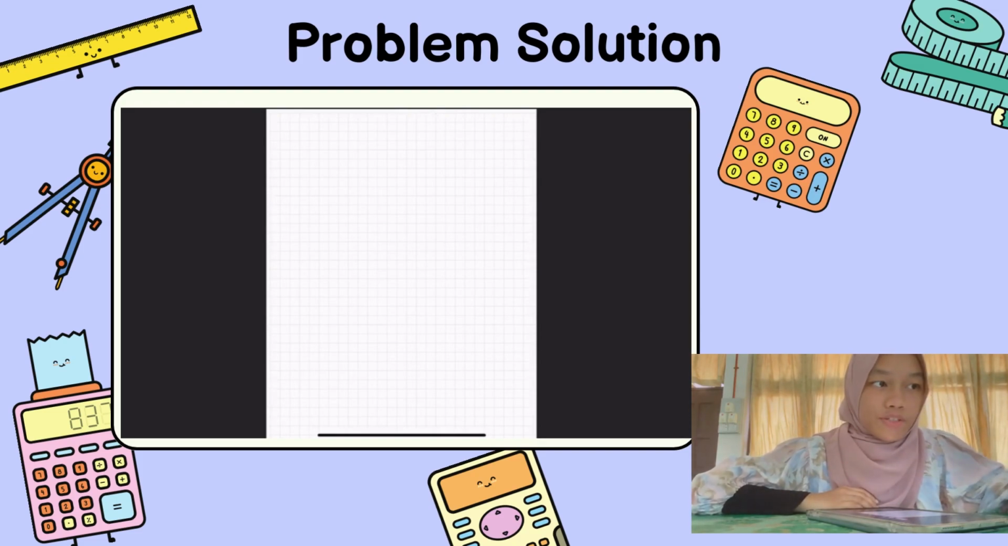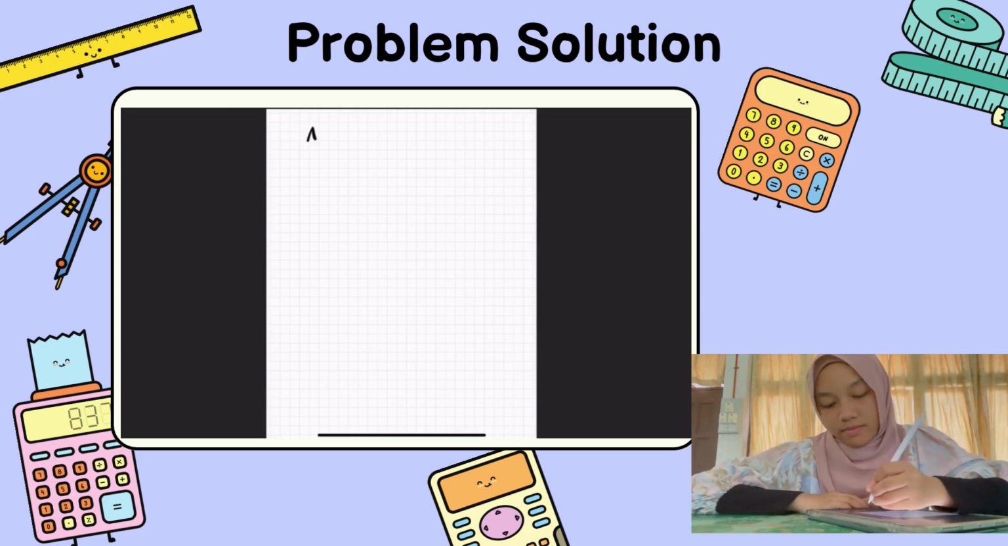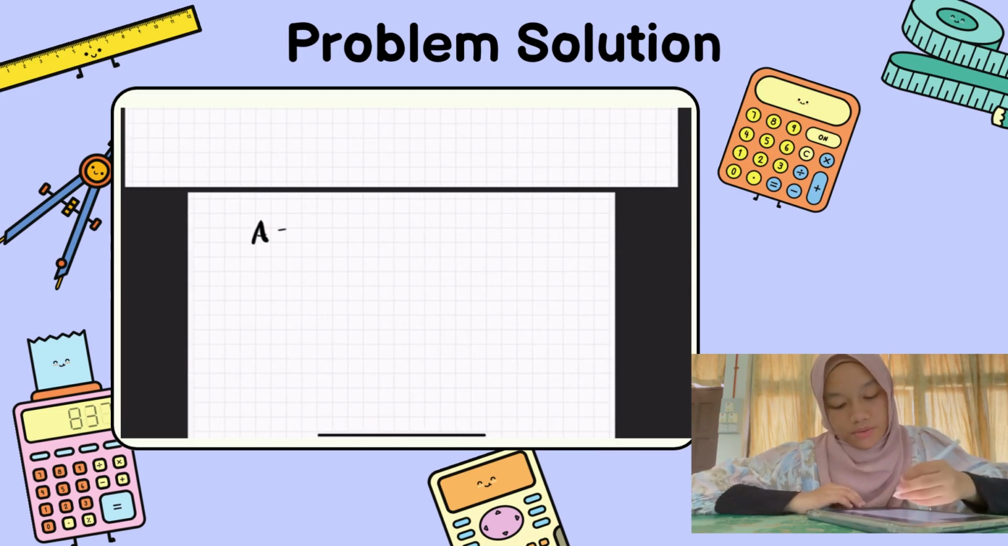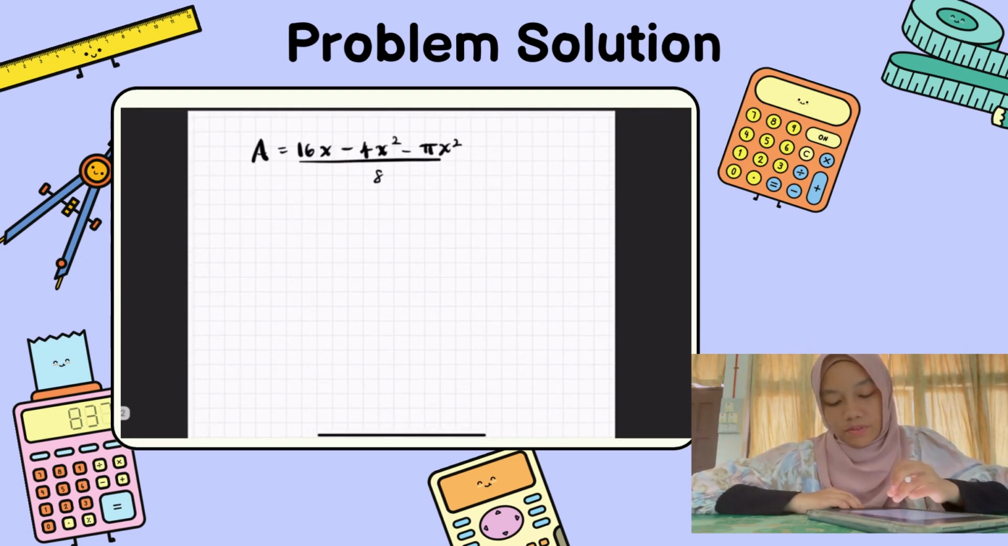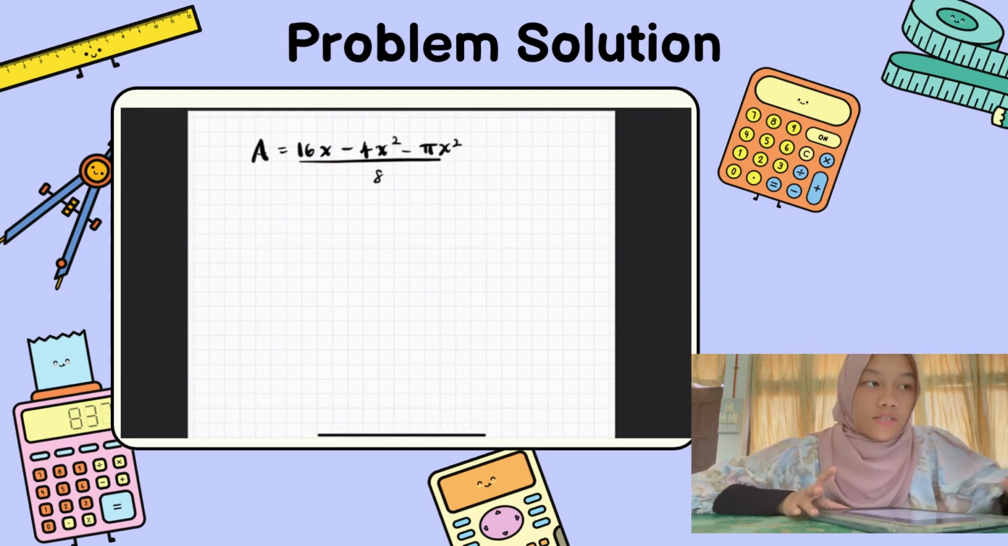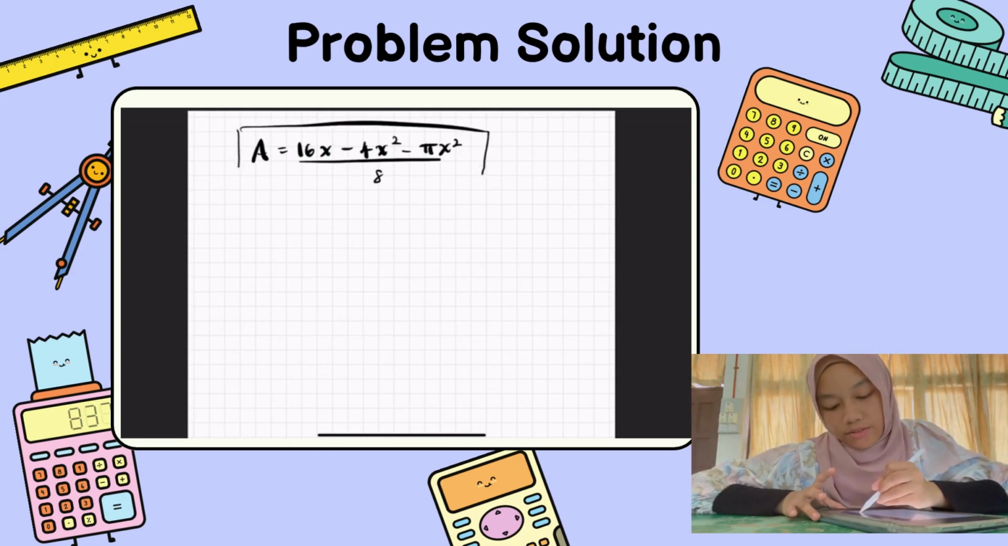For question 4b, it shows that the area of the window is given by A equals 16x minus 4x power of 2 minus pi x power of 2 over 8. So A is equal to 16x minus 4x power of 2 minus pi x power of 2 over 8. Basically the question just wants the exact equation here.